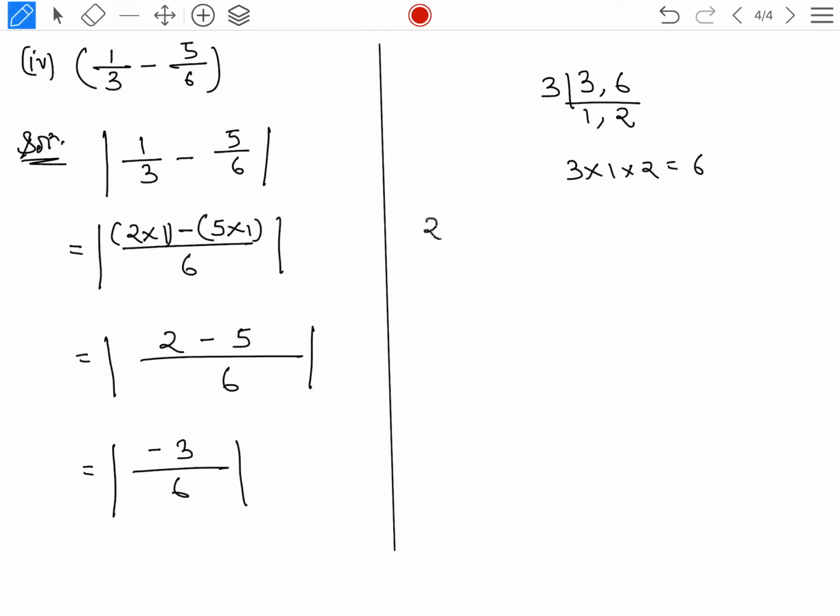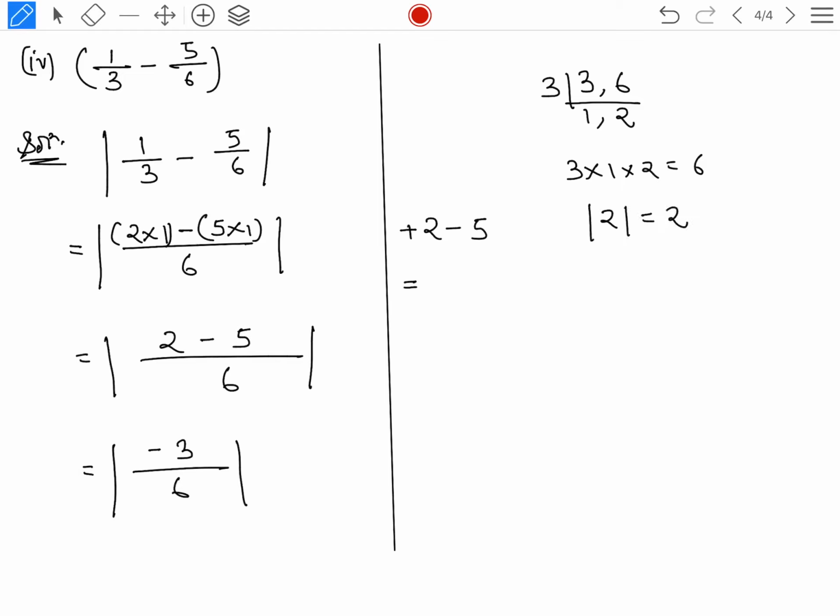So in the question it is 2 minus 5, yes or no? One is plus, the other one is minus. When there are two different signs, then we always subtract. We subtract the smaller number from the greater number.